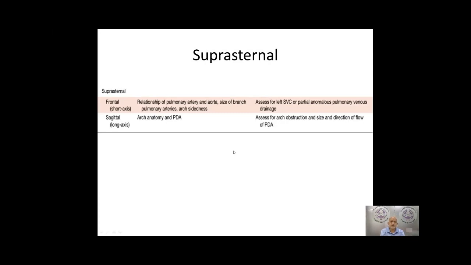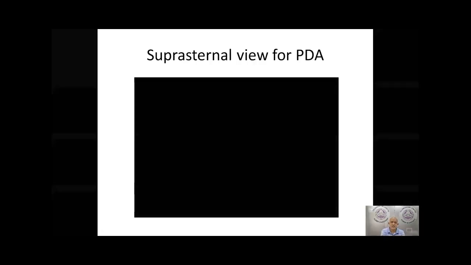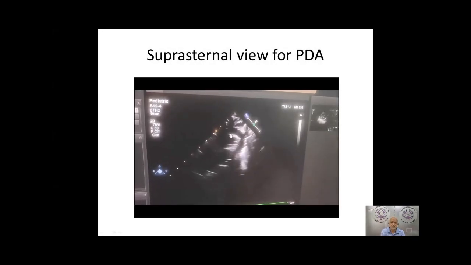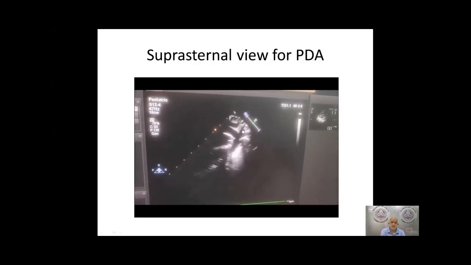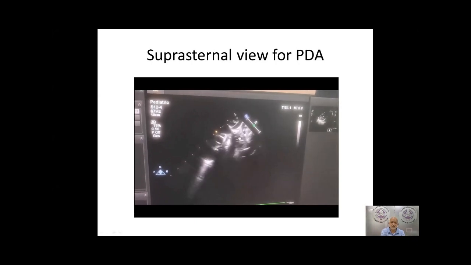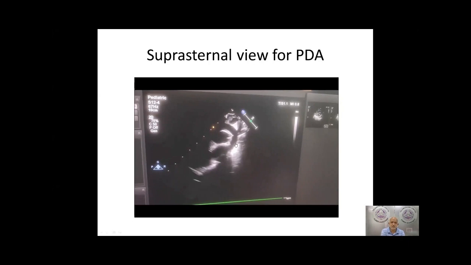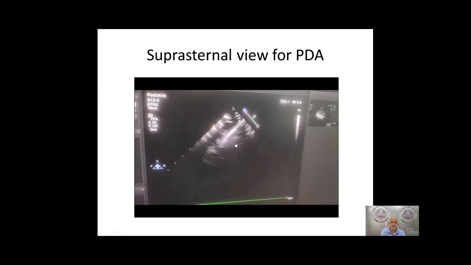In the suprasternal view, we basically see the arch of the aorta and PDA. One could often use the suprasternal view to define the relation of the pulmonary artery. You can see the aorta branching pattern very clearly, there is no arch obstruction, and there is no PDA which we can find on this image.